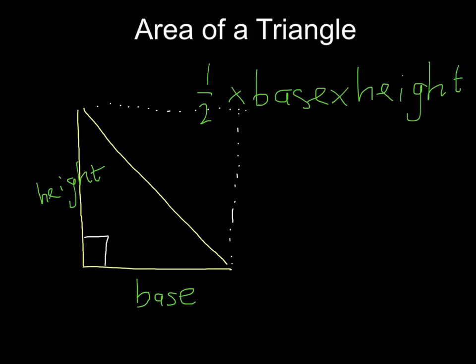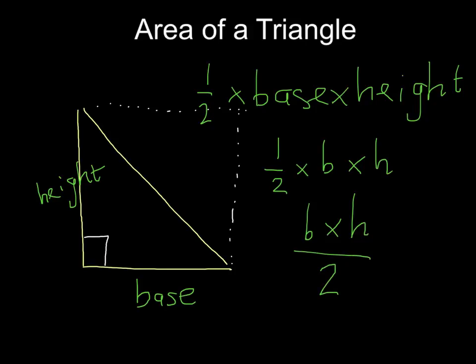Or you can call it half base B times height. Or, quite simply, you can do the base times the height and then divide it by 2. So you can see if you just did the base times the height, you would get the area of the whole quadrilateral here. So if we do base times height then divide it by 2, we get half of that quadrilateral, which will give us the area of the triangle.